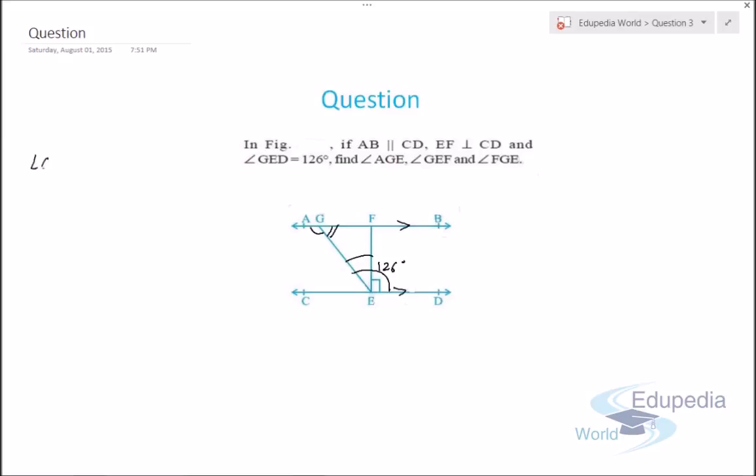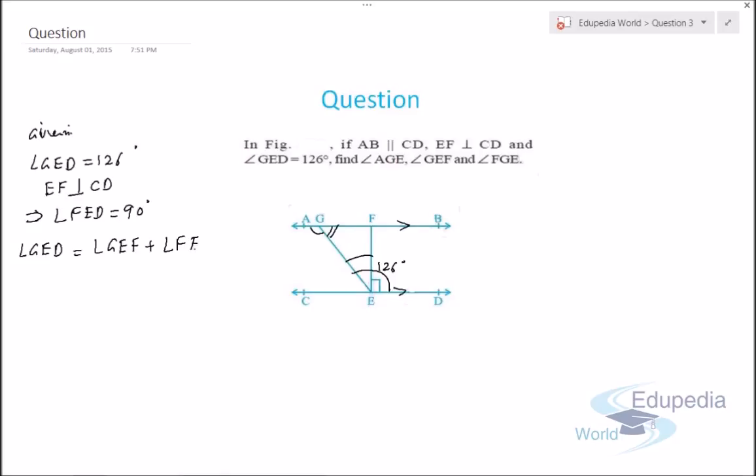First, angle GED is given, that angle GED is 126 degrees, and EF is perpendicular to CD. So this implies angle FED is 90 degrees. Now we can write angle GED as angle GEF plus angle FED. Why? Because angle GED is this complete angle.